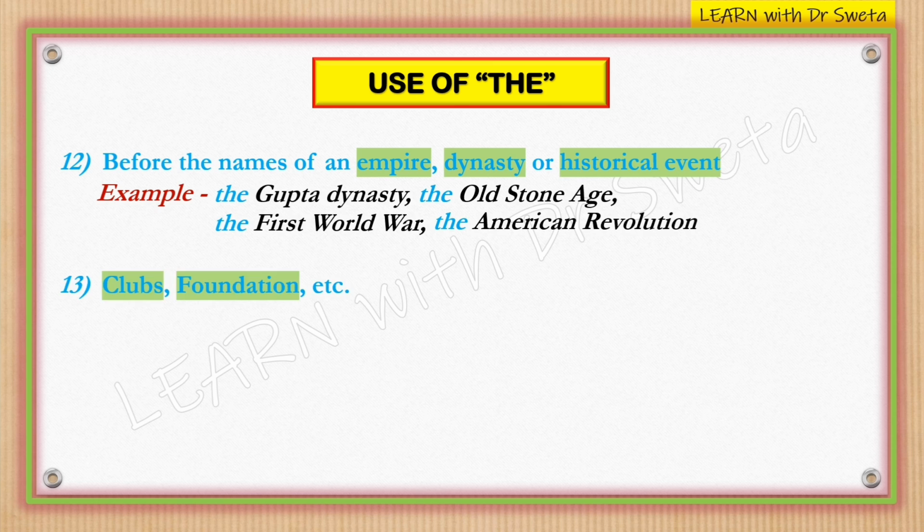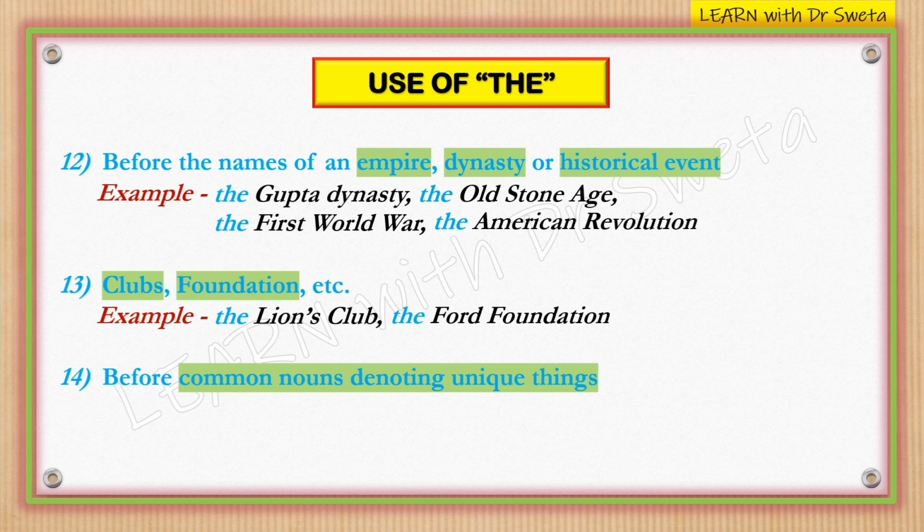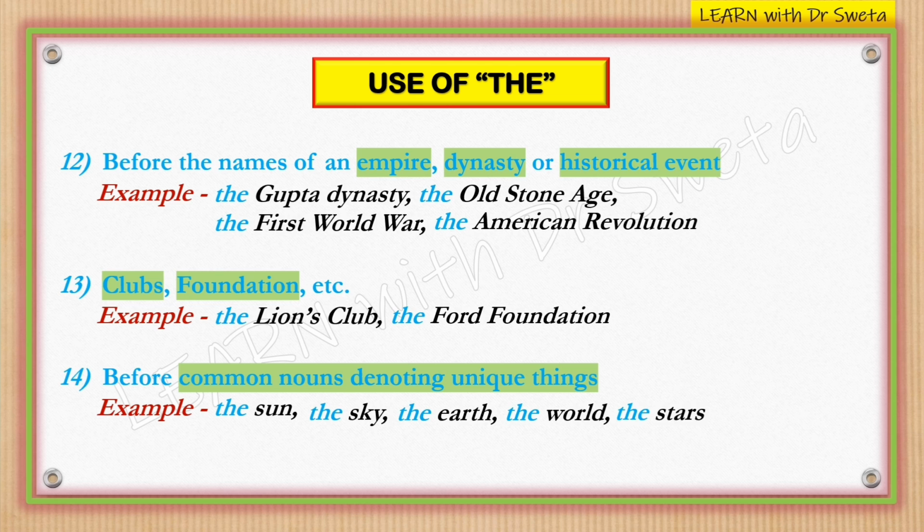"The" is also used with clubs or foundations. So, "the" is used before the names of organizations, clubs, or foundations. For example, the Lions Club, the Ford Foundation. Next is, "the" is used before common nouns denoting unique things. So, use "the" before nouns that refer to something unique. For example, the sun, the sky, the earth, the world, the stars.